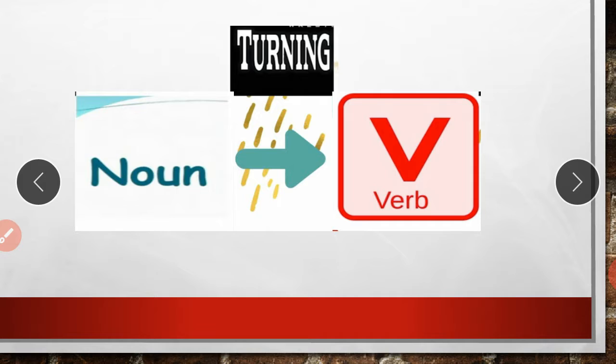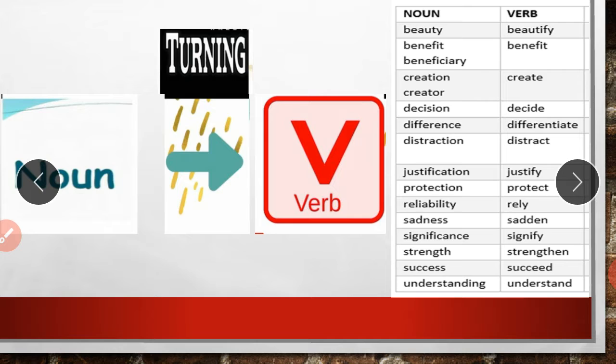So now we are moving to noun into verb. How does a noun turn into a verb? I have given you examples, noun and verb. The verb chart is here. Beauty, beautify. The noun changes into beautify. We have to add only -ify or something else. For example, I have already told you creation, it is a noun, so it changes into the verb create.